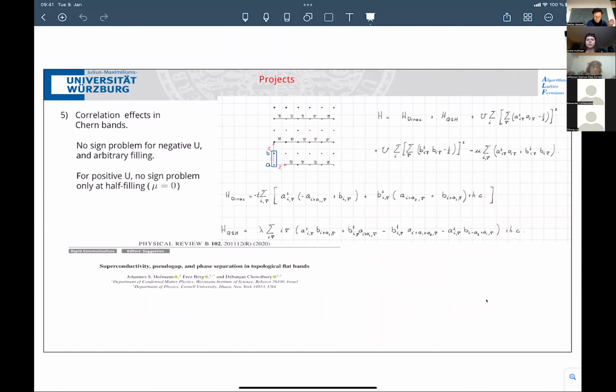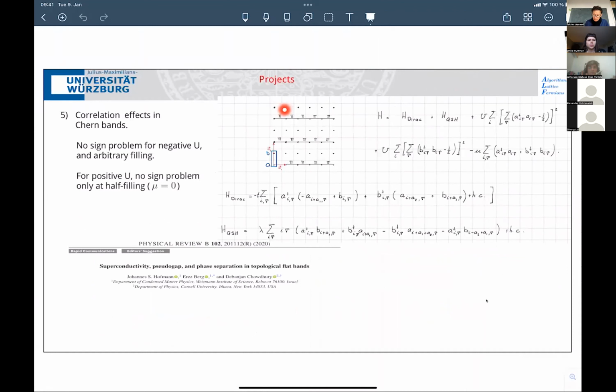The fifth model is correlation effects in topological insulators, right? Essentially topological insulators. So this is something you have to program. So that's a bit more involved already. We don't have any predefined hopping for a topological insulator. So this is the model I suggest to program.